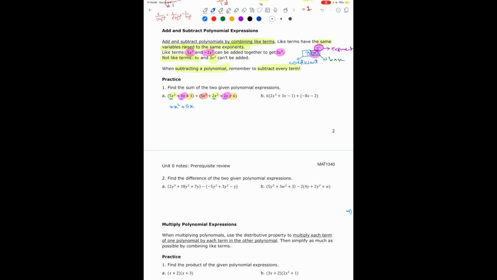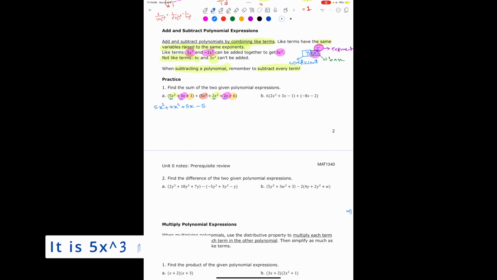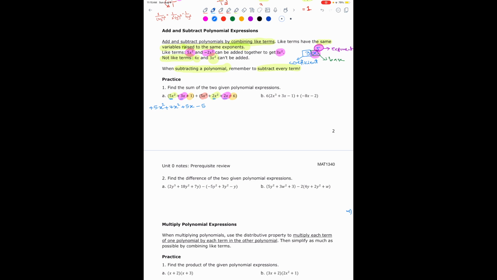1 minus 6 is negative 5. And then you can say plus 5x cubed. I don't like it to be here. I like to arrange the terms by the highest power first. So I'm just going to remove it from here and write it at the beginning. It's positive, so I will say 5x squared. 7 is positive, so the sign of 7 is positive. And the positive at the beginning here, we usually do not write that. Okay, so that is the sum of the first 2 polynomial expressions.